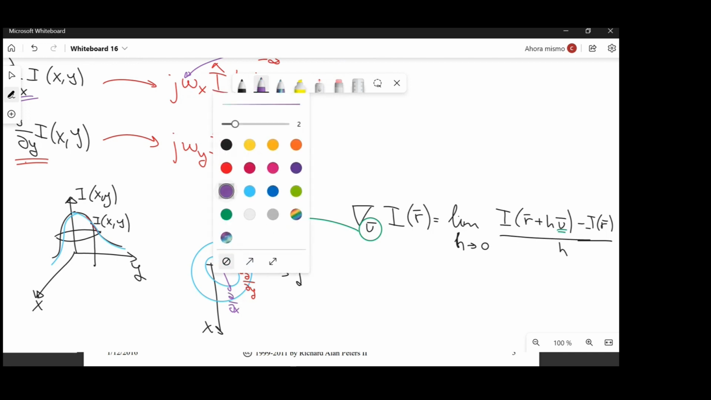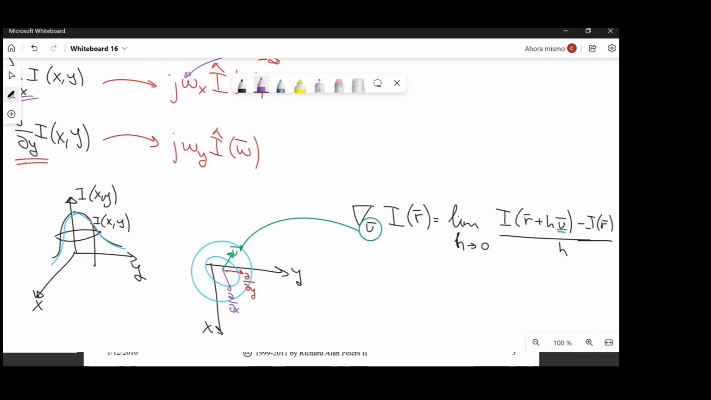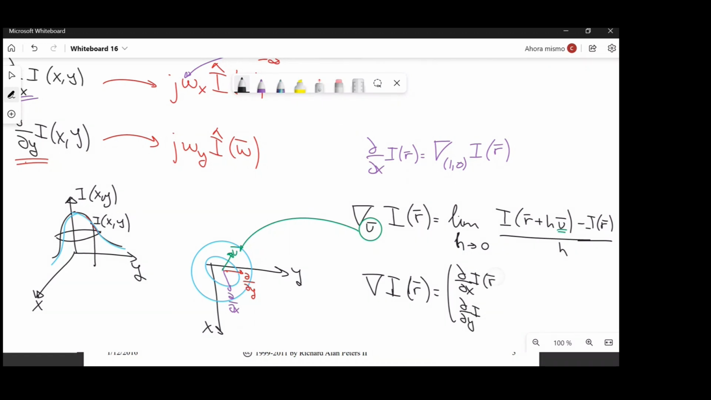The partial derivatives with respect to x and with respect to y are nothing special. With respect to x, it is the derivative with respect to x of the image I. This is the same as the derivative in the direction (1, 0) of the image. We defined the other day the gradient. We remember the gradient: the gradient of an image is a vector that is the derivative with respect to x of I, the derivative with respect to y of I.